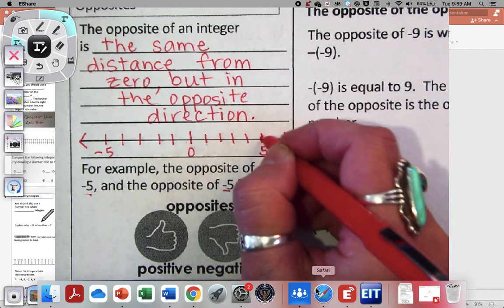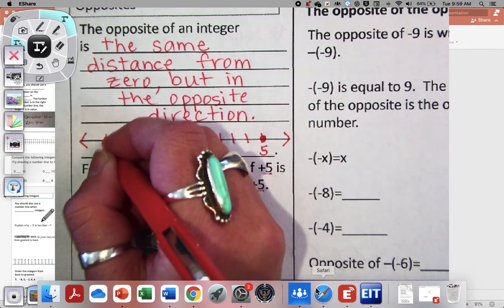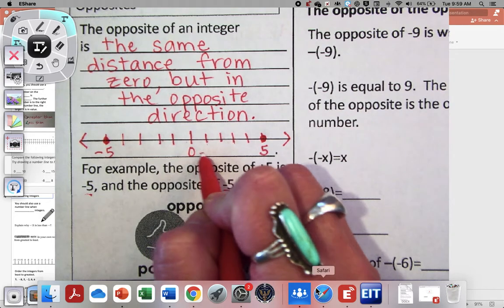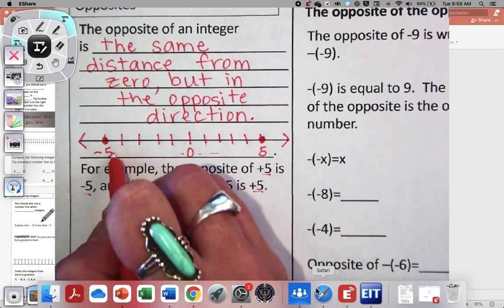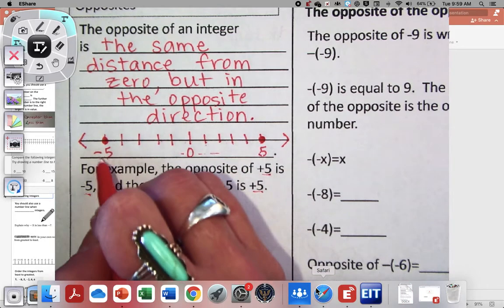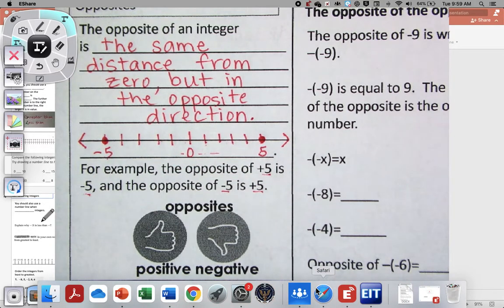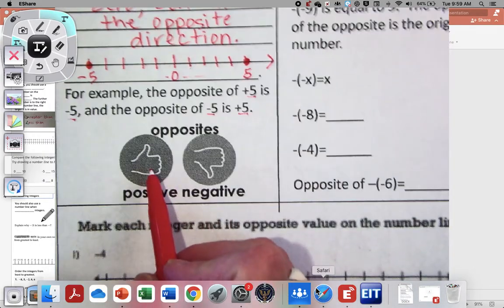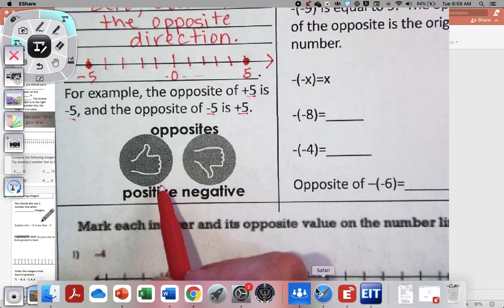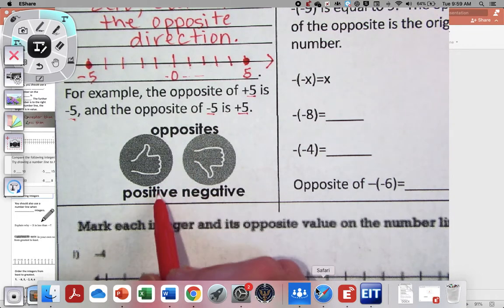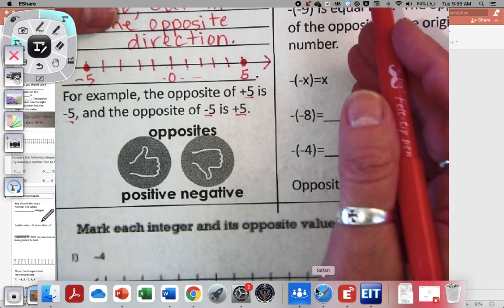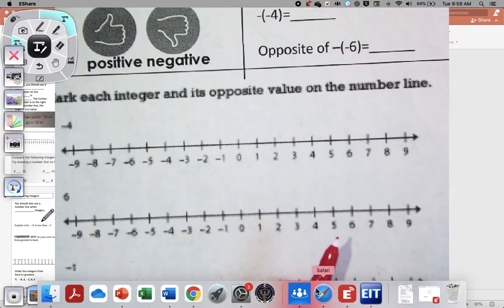The opposite of positive 5 is negative 5. Why? Because they are the same distance from 0, but in opposite directions. Just like hot and cold are opposites, tall and short are opposites, positive and negative are opposites. So you're going to use the opposite sign. Okay. Before we go over here to the opposite of the opposite, let's look at some examples.